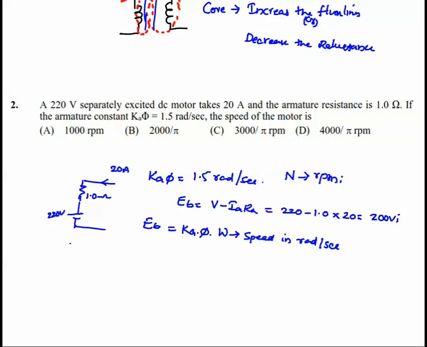So Eb is nothing but 200 volts, equal to the armature constant K phi, which is 1.5, times W. That implies 200 divided by 1.5 is equal to 2 pi N divided by 60. That implies N is equal to 4000 by pi RPM, and the solution is D here.